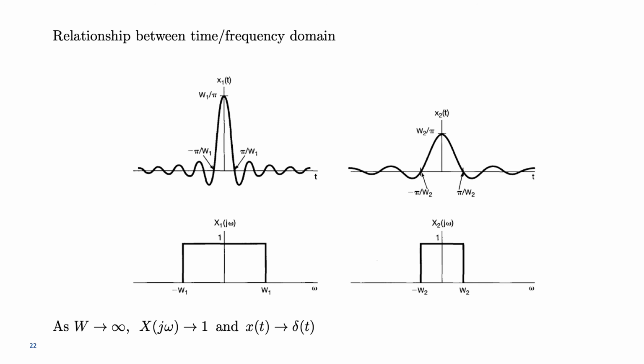So in summary, the behavior shown in this slide is an example of the inverse relationship that exists between time and frequency domains. Broadening a signal makes its Fourier transform narrower, and vice versa.